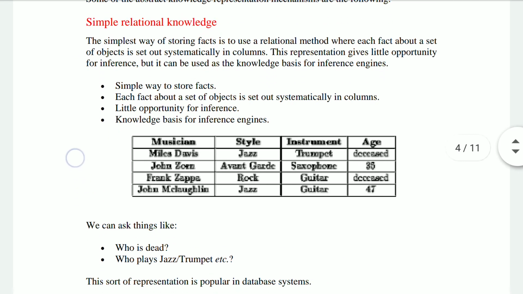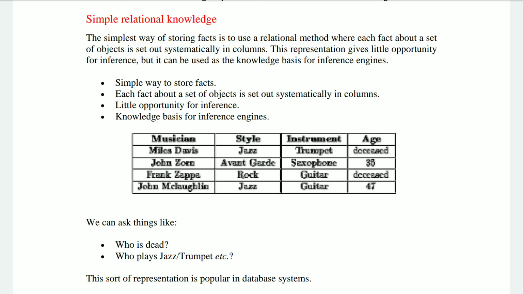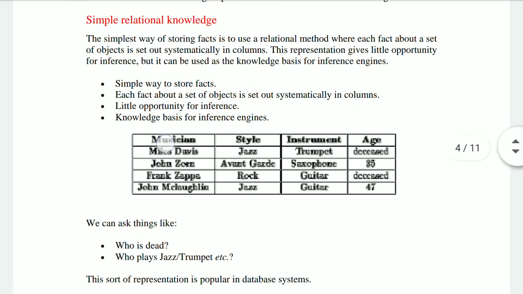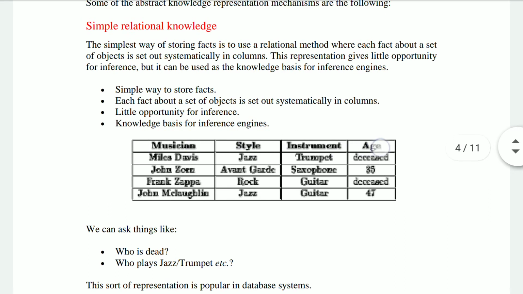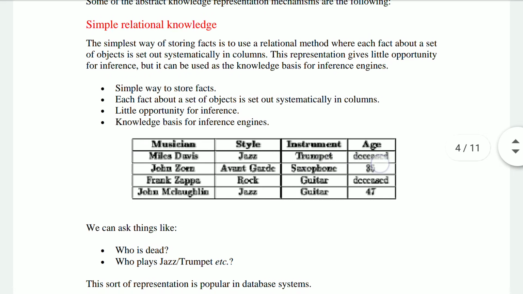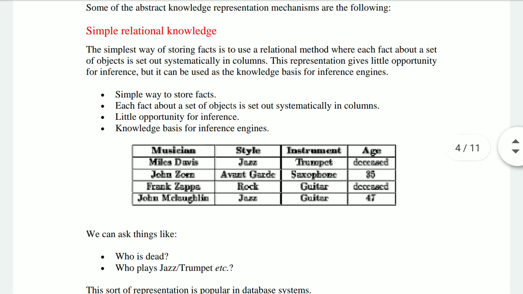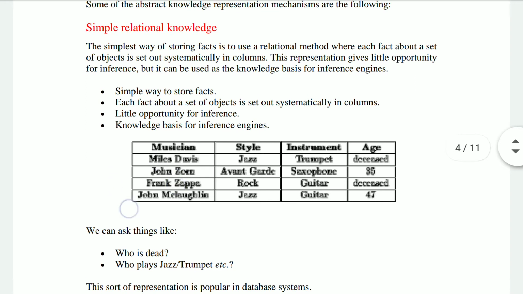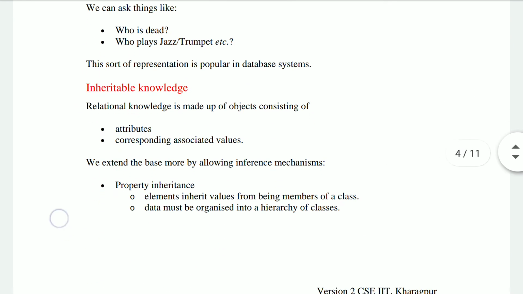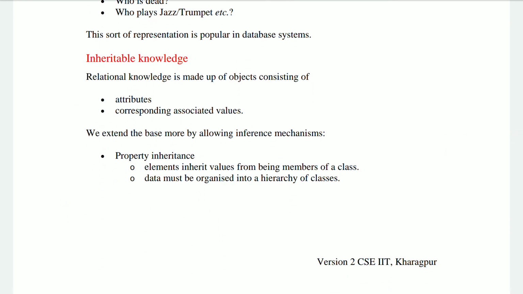Like here, if it is a musician table, I have attributes like the musician's name, their style, the instrument, and the age. These are called the attributes, and their particular values are provided here in the form of a tuple. We have four tuples here: the first one, the second one, the third one, and the fourth one. Now we extend the base more by allowing inference mechanisms.